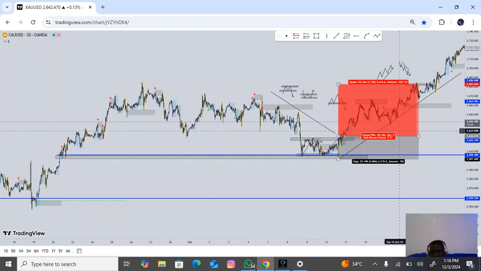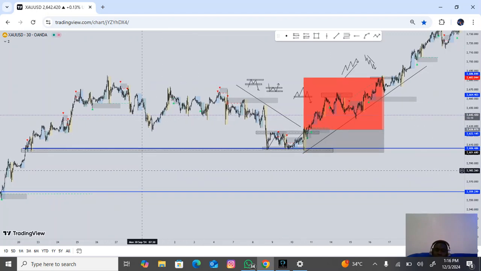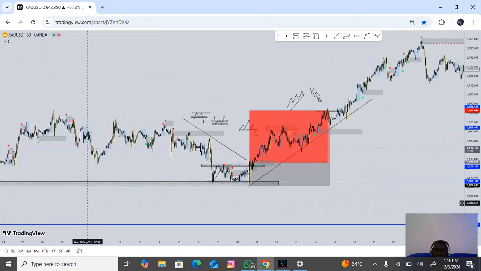All right, so now I've spotted the support area. I'm trying to spot a resistance area which I haven't gotten yet.